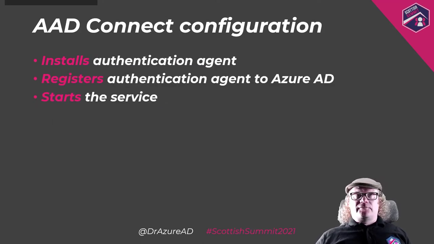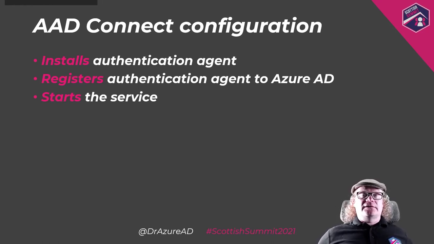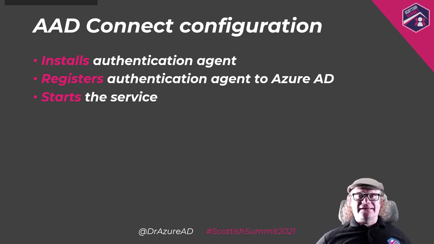So let's move forward. What happens when we use Azure AD Connect to configure this password authentication? Well, first, of course, it installs the agent. And it also registers that authentication agent to Azure AD. And then it starts the service. So that's pretty much what it does.